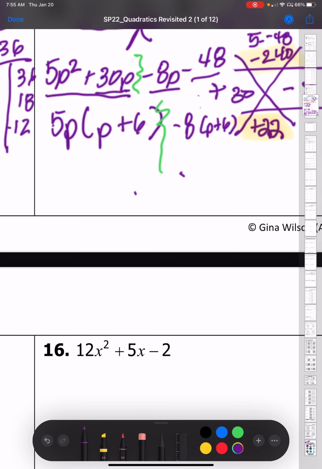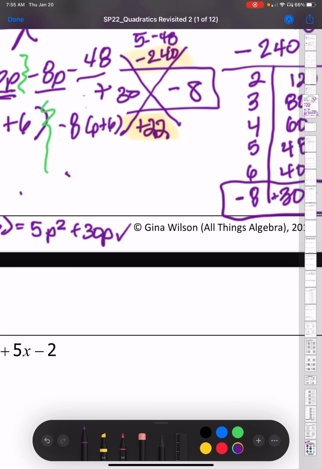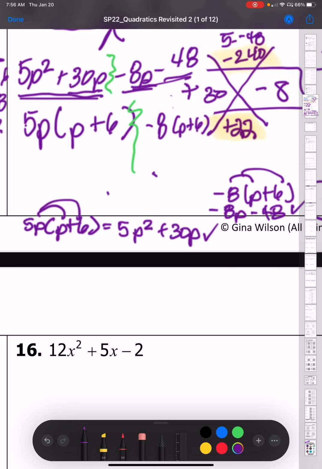So we have 5p times p plus 6, which is equal to, just distributing that 5p in, 5p squared plus 30p. Is that what we started with? Yes, so that one's okay. And now we have a negative 8 times p plus 6. Well, if we distribute that, we get negative 8p minus 48. And is that what we started with? Yes, so that one's okay.